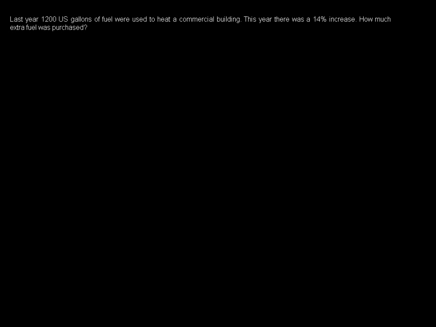So now let's look at a good example that was brought to us in one of the lecture slides. Last year, 1,200 US gallons of fuel were used to heat a commercial building. This year, there was a 14% increase. How much extra fuel was purchased?